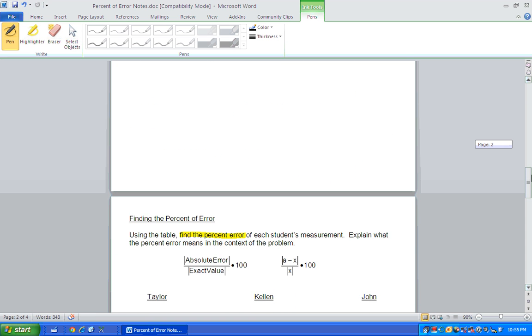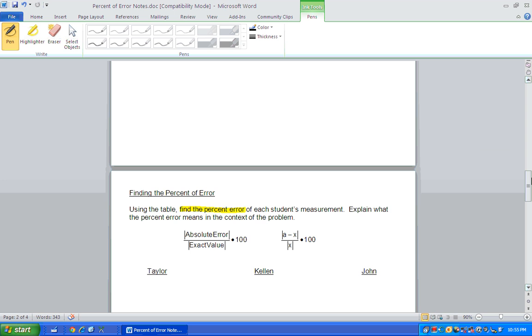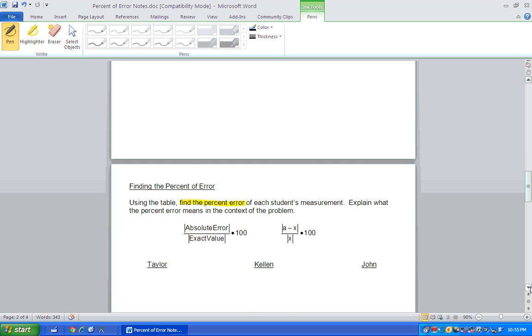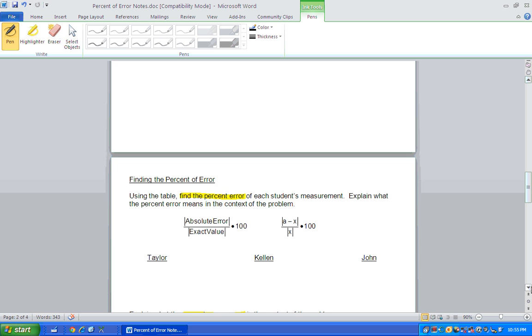And that's a little bit different than absolute error because this is represented as a percent instead of a number. So finding the percent of error, we're going to use the absolute error that we used above divided by the exact value. And we have to multiply by 100 because remember in math, to change a decimal to a percent, we multiply by 100. Now we don't have to find out the absolute error because we already did that above.